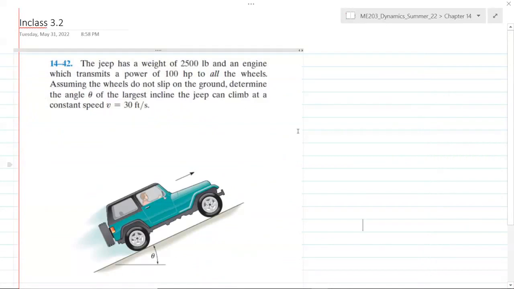Problem in class exercise 3, problem number 2, 14.42. In this problem, the Jeep has a weight of 2,500 pounds and an engine which transmits the power of 100 horsepower to all the wheels. Assuming that the wheels do not slip on the ground, determine the angle theta of the largest incline the Jeep can climb at constant speed of 30 feet per second.